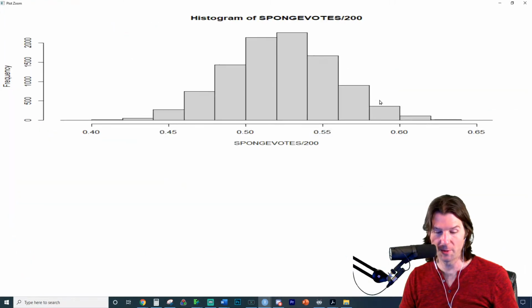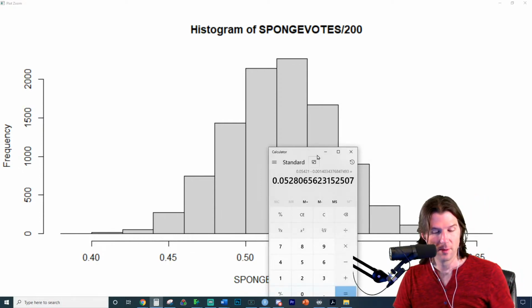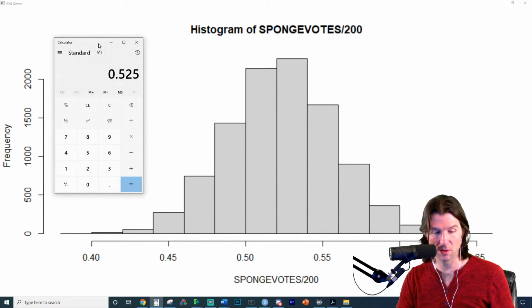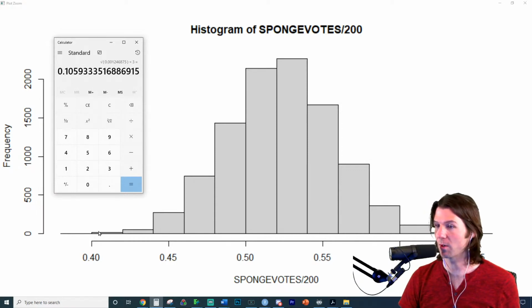And look where the center of that distribution is at. The center of this distribution is right where? Remember what P is? It's at 0.525. The center of this distribution is at 0.525. And if we do P times Q over N, and then square root, we found the standard error. And if we times that by 3, look at that. If you go down 3 standard errors, it's right at the end of the normal curve. So this is 3 standard errors.